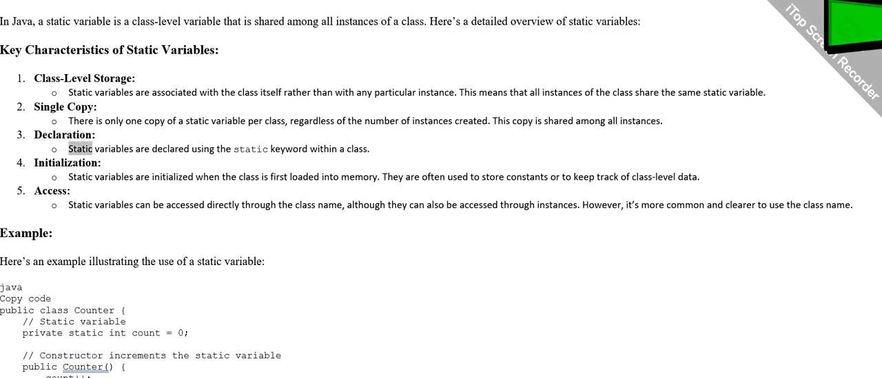Declaration. Static variables are declared using the static keyword within a class. Initialization. Static variables are initialized when the class is first loaded into memory. They are often used to store constants or to keep track of class-level data. Access. Static variables can be accessed directly through the class name, although they can also be accessed through instances. However, it's more common and clearer to use the class name.